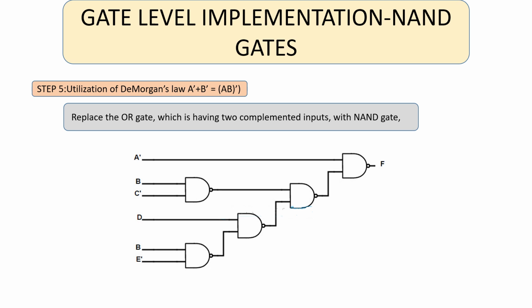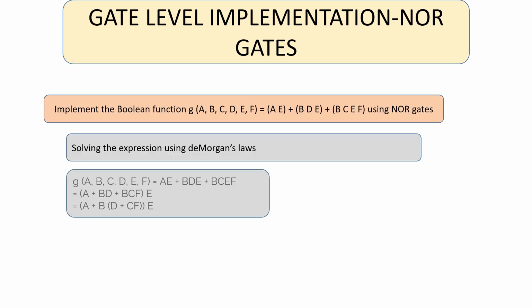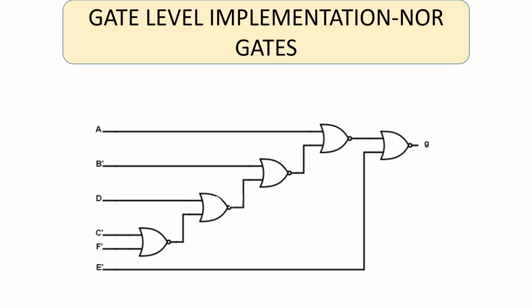Step 5, utilization of De Morgan's law. A bar plus B bar is equal to AB the whole bar. So if an OR gate has two of its inputs inverted, that can be conveniently replaced with a NAND gate. So in this figure, three OR gates are replaced with NAND gates. The final circuit thus has only NAND gates. Implementation of any circuit can thus be done using only NOR gates as well. Use De Morgan's law, make the simplification, and the circuit will consist of only NOR gates.